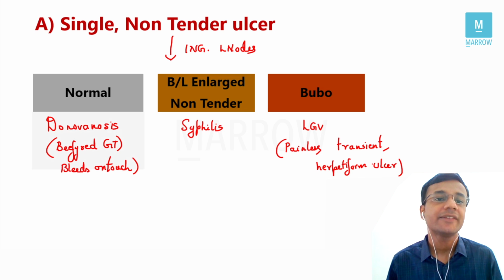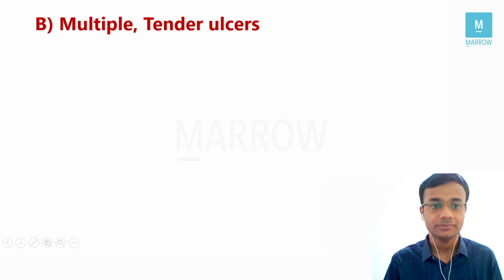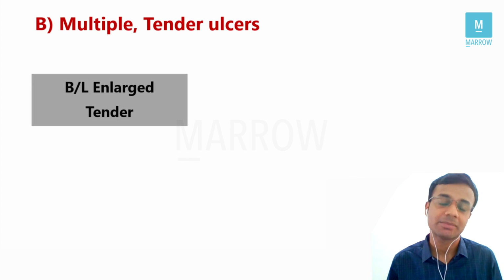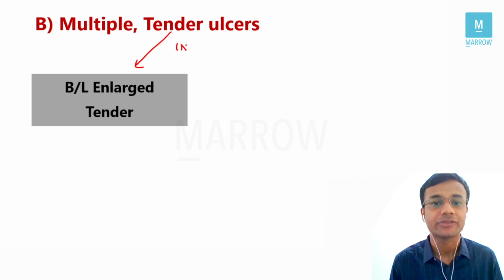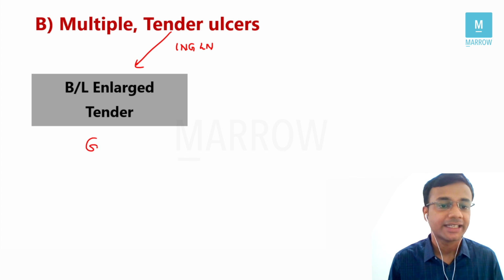The second important category is multiple tender ulcers. In this category, if there are bilaterally enlarged and tender inguinal lymph nodes, the diagnosis becomes genital herpes.